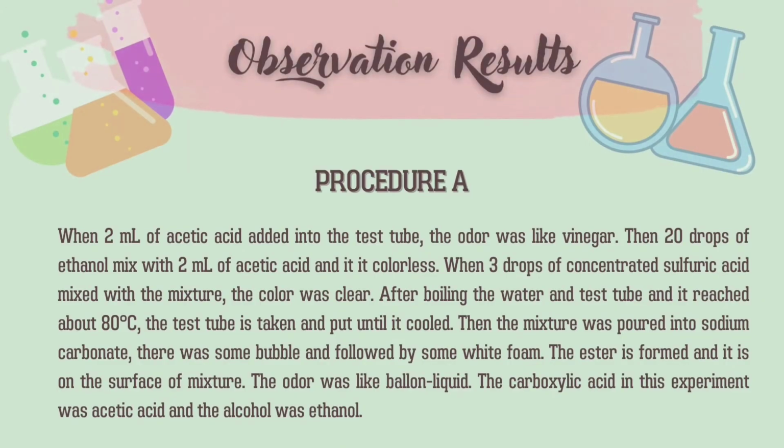The observation result from procedure A. When 2 ml of acetic acid was added to the test tube, the odor was like vinegar. Then 20 drops of ethanol mixed with 2 ml of acetic acid and it is colorless. When 3 drops of concentrated sulfuric acid mixed with the mixture, the color was clear. After boiling the water and the test tube, when it reached about 80 Celsius degrees, the test tube was taken and put until it cools.